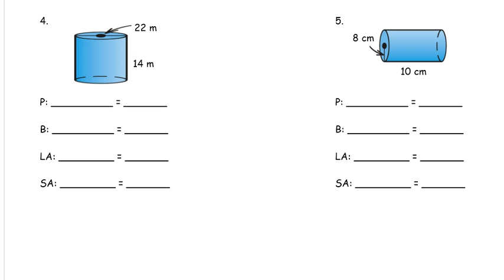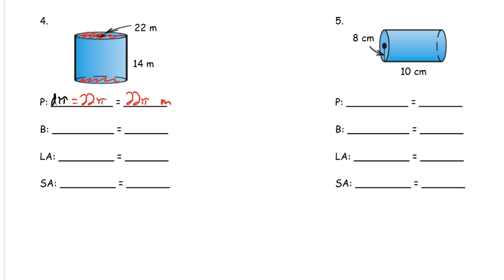Okay, so number 4, identify my bases. Here's one here. Here's another one down here. And perimeter, again, we can't count around the sides. That doesn't make sense. We have to find their circumference. So we're going to do circumference equals diameter times pi. Plug in, diameter is 22. Leave pi. Easy enough, 22 pi meters.